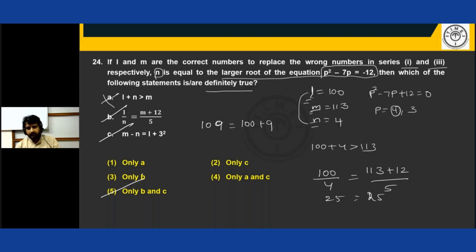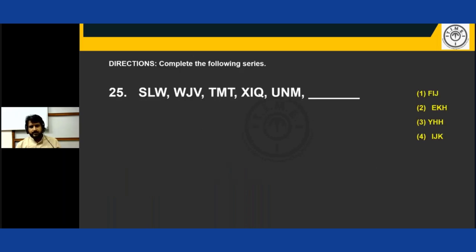Okay. Now let's quickly revise letter series. It won't take much time. Let's move to the letter series. To answer the letter series questions, you have to be thorough with the English alphabet and the position values of the English alphabet. S place value is 19, W place value is 23, T place value is 20, X is 24, U is 21. Place values according to the English alphabet.